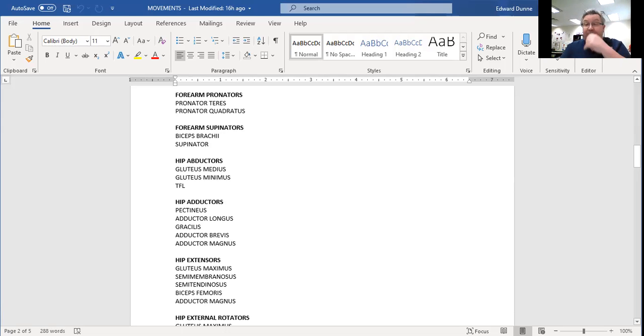Remember, we spoke about when your forearm is supinated, the radius and the ulna are parallel to each other. When you pronate, the radius crosses over the ulna, creating an X shape.